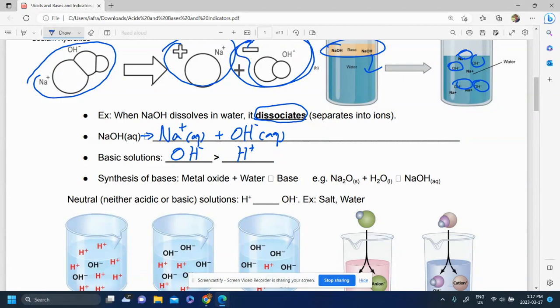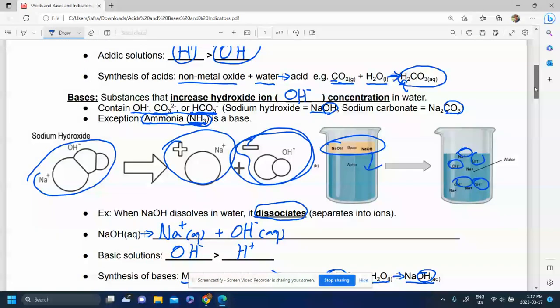How do you make a base? Very similar to how you make an acid, except instead of a non-metal oxide, it's a metal oxide in water in a special synthesis that makes a base. So Na2O, that's a metal oxide, and water over here, it'll create NaOH, just a crisscross between the metal and hydroxide, just like that.